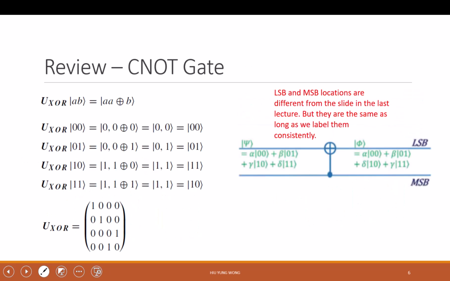So we learned about NOT gates, then we go to something called the controlled NOT gate. This is a very critical gate. It is something called an entanglement gate.